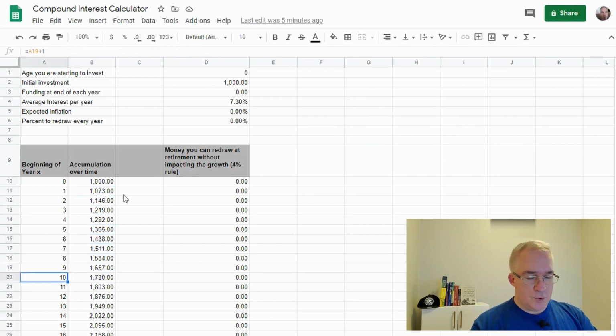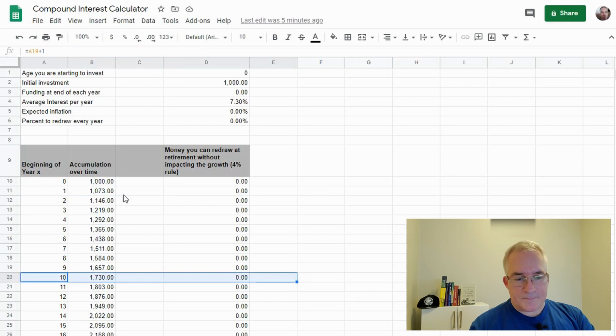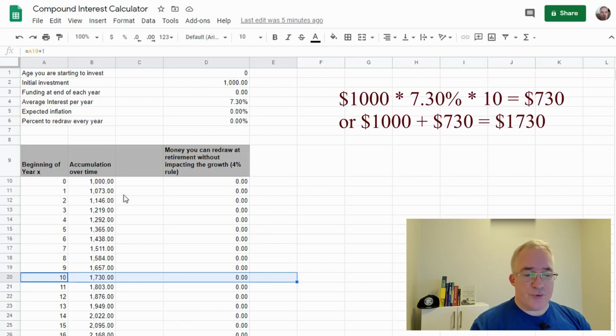So here we're going to use the benchmark of 10 years to compare everything. So at the end of 10 years with simple interest at 7.30%, I will have accumulated $730. So here we see $1,730, because it's the initial $1,000 and $730 of interest. So basically, what do I gain?